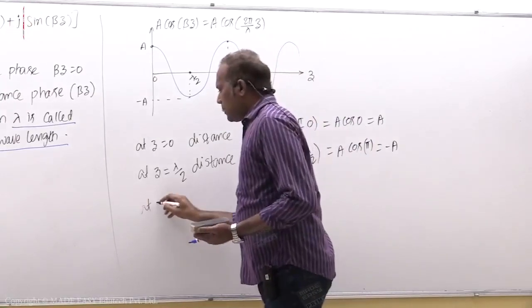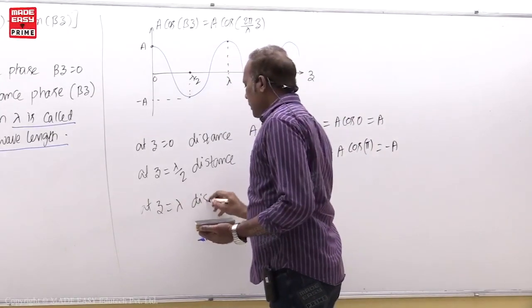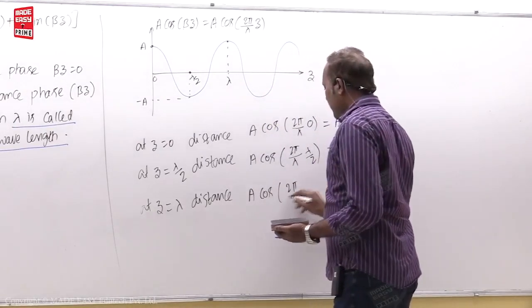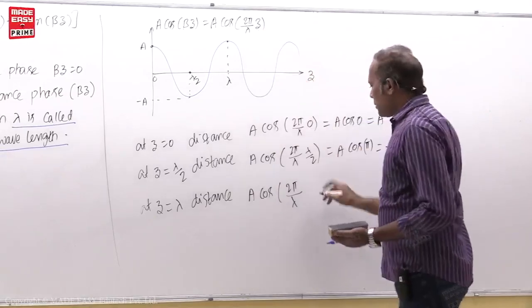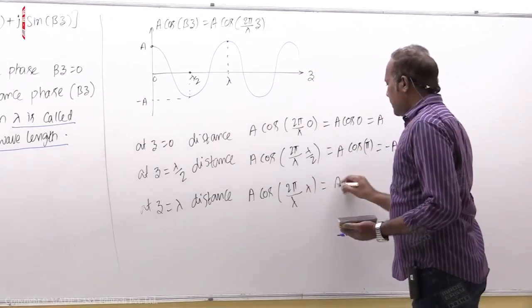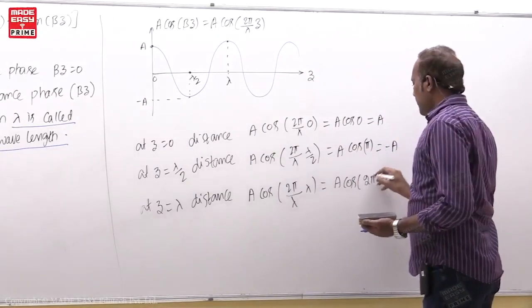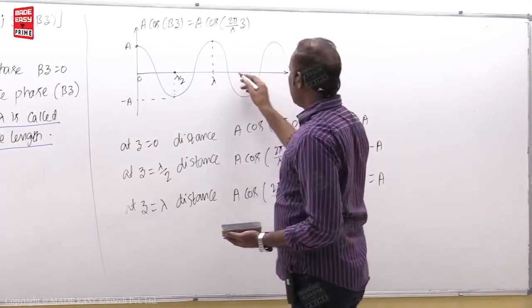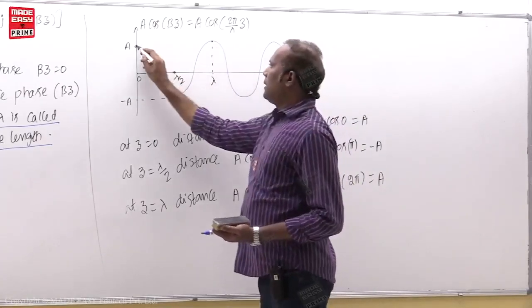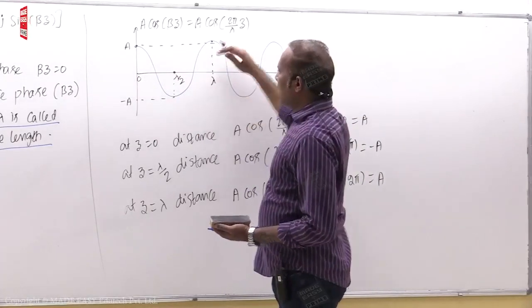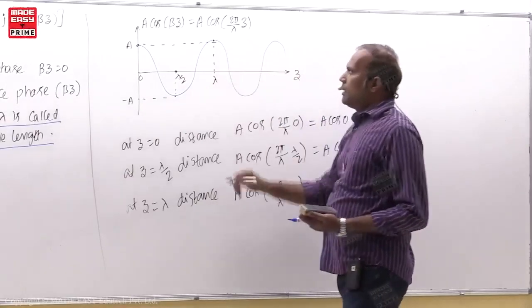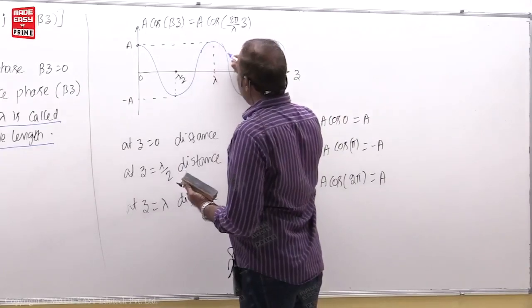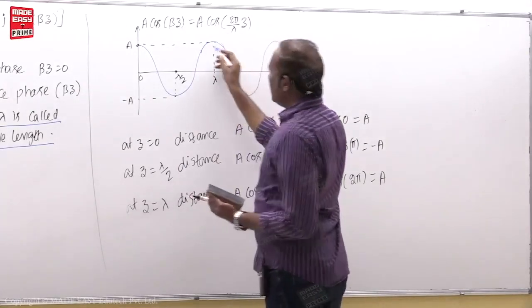Now at z equal to lambda distance, A cos 2 pi by lambda into z, you substitute z equal to lambda. Lambda cancels, A cos 2 pi, that becomes A. So whenever the distance is equal to lambda, again this value is symmetric, students, don't bother about that. So this is plus A.